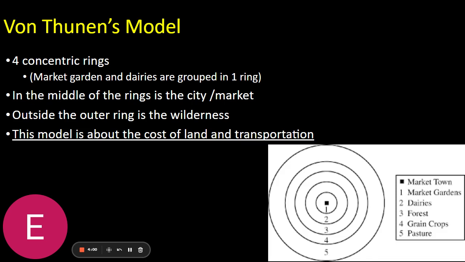Okay, von Thunen's model. Again. Yeah, so we're going to go into detail now. We talked about its assumptions and what it's based off of. Now we're going to look at the model itself. The picture in the bottom right is the model.